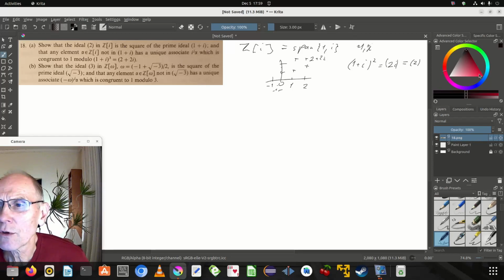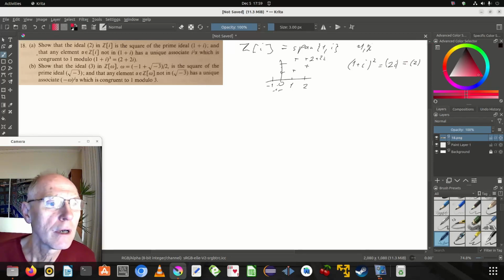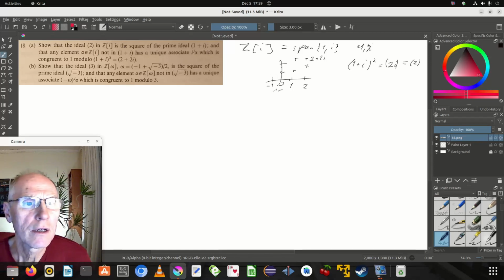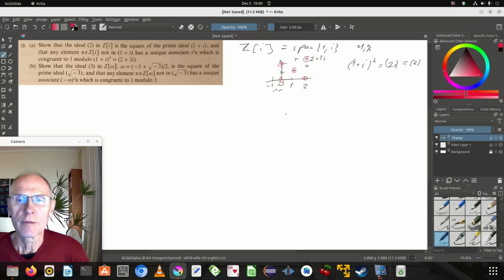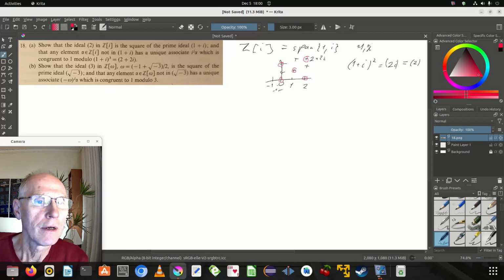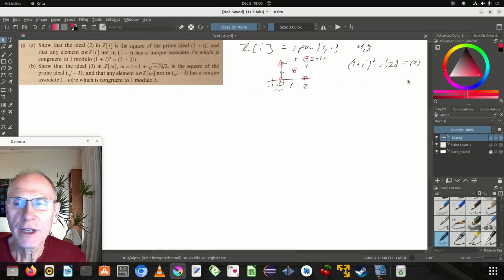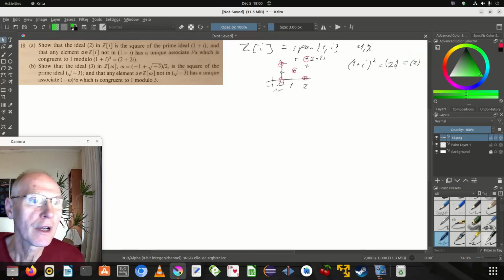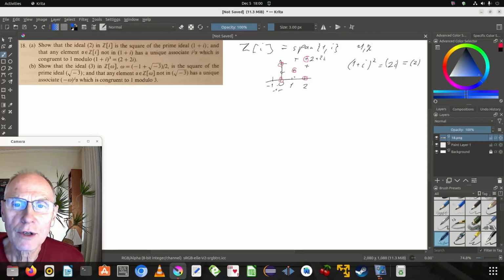And now let's take out those that are in the ideal 1 plus i, so we just take out the elements in 1 plus i, and any element not in it has a unique associate which is congruent to 1 modulo 2 plus 2i. So we have 1 here, meaning we usually use green for that, do we not? Meaning this one is okay.